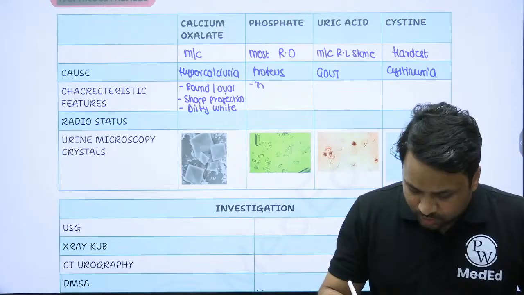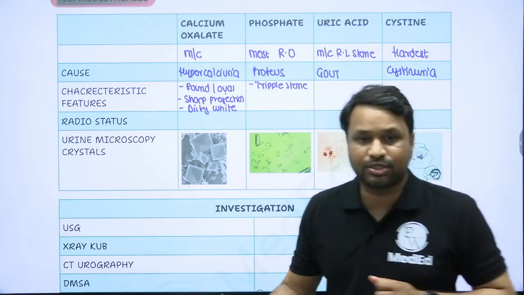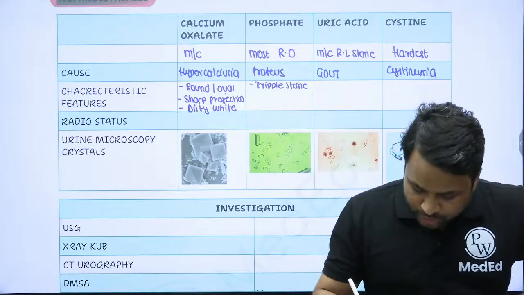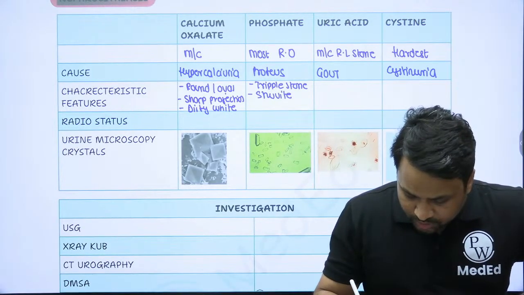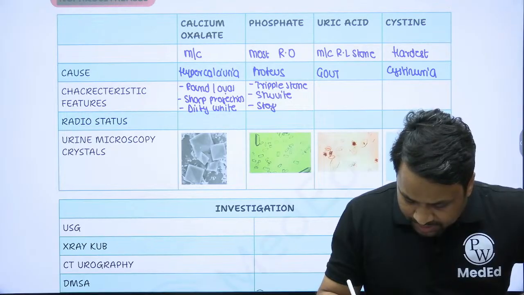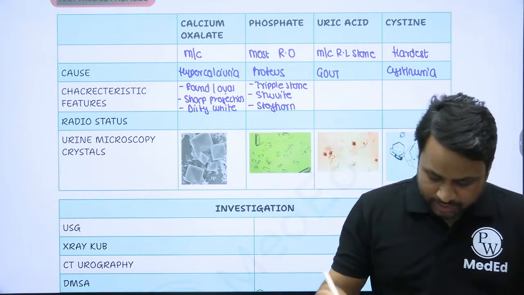Phosphate stones is what we call the triple stone because it consists of calcium, magnesium, phosphate crystals. Along with triple stone, it is also called a struvite stone. It is also called a staghorn calculi.